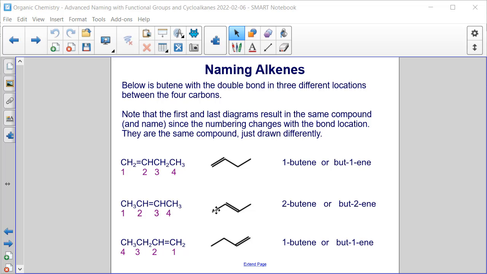In the middle, it doesn't matter where we start our numbering, because if I start from here, I get 1, 2, and then my double bond. If I start over here, 1, 2, and then I get my double bond. Okay? So because this double bond starts at the second carbon, we would call this 2-butene, or we could also say but-2-ene.